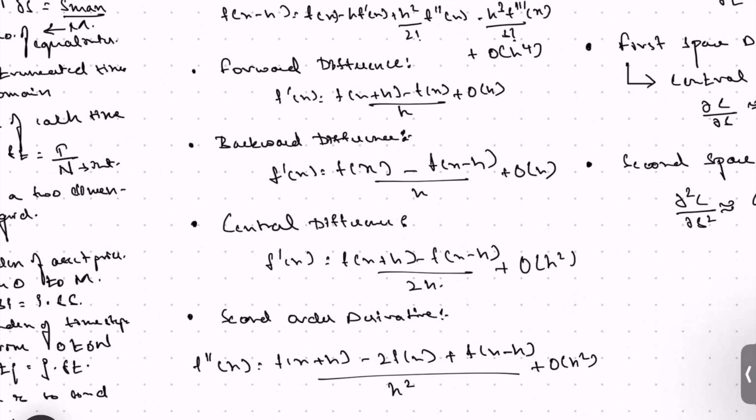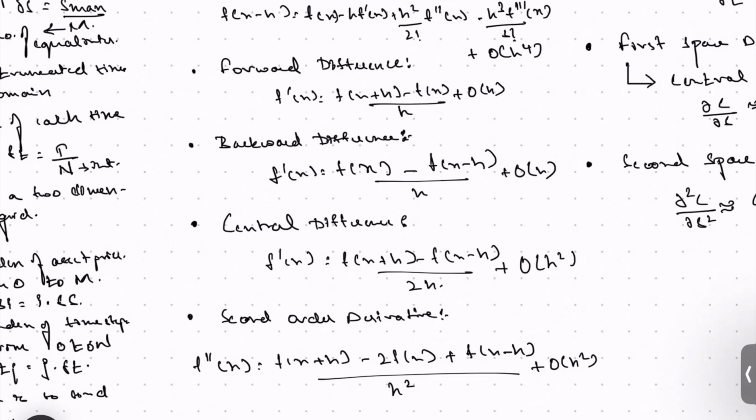First, let's look into the first derivative approximations. By truncating the first expression after the linear term and solving for f dash of x, we obtain the forward difference formula, which is: derivative of f of x is equal to f of x plus h minus f of x by h plus big O of h. This approximation has a truncation error of order big O of h, meaning it is first order accurate.